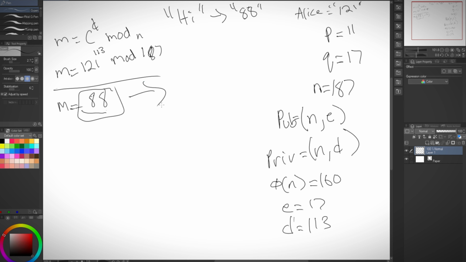The other part of RSA, and that decodes to hi. So Alice got our message. We decoded the message to hi, and we did it by hand. We didn't need computer power.